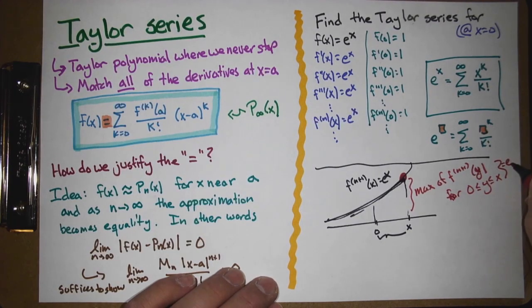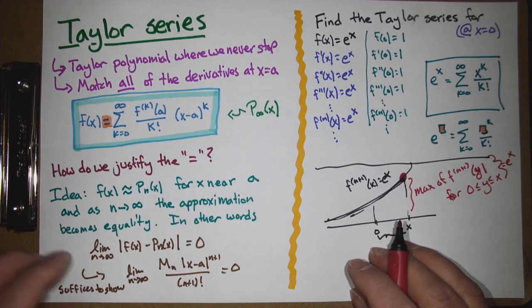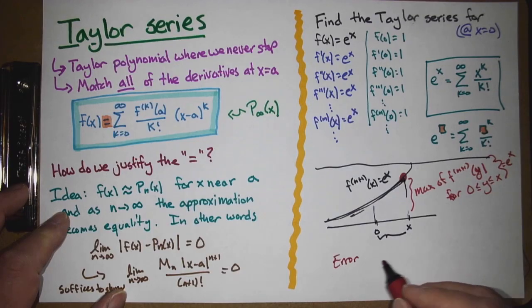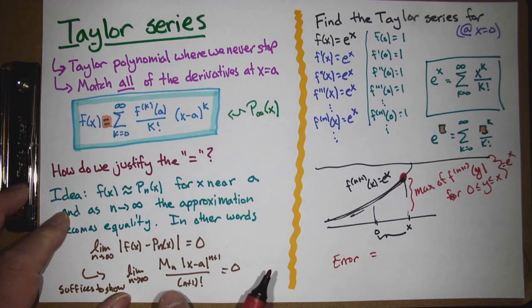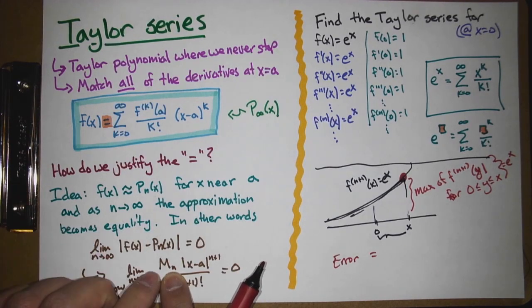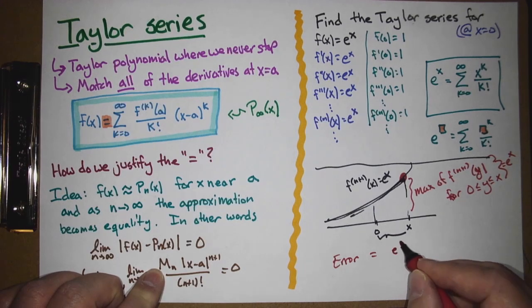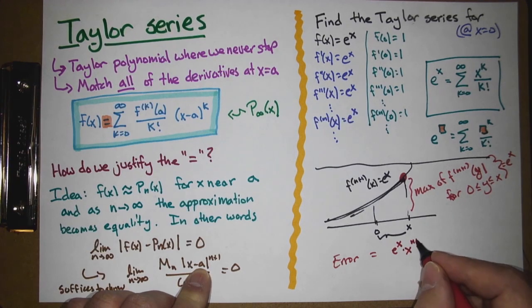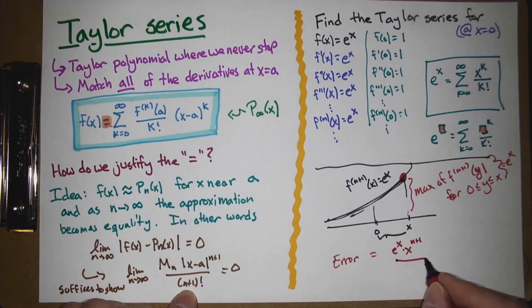This is e to the x. Now, what does this tell us? Well, if we come here and look at our error, this m is e to the x. This x looks like x to the n plus 1. And downstairs we have n plus 1 factorial.